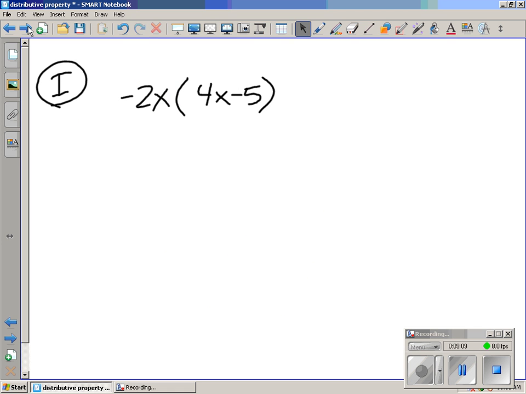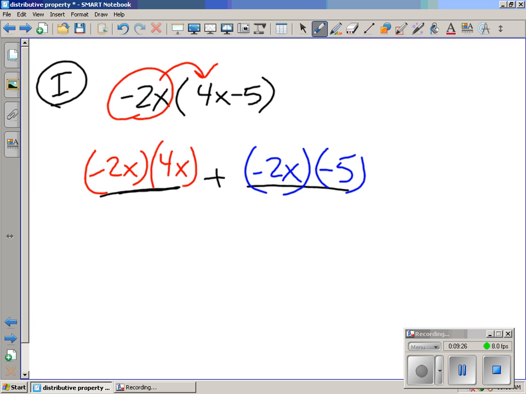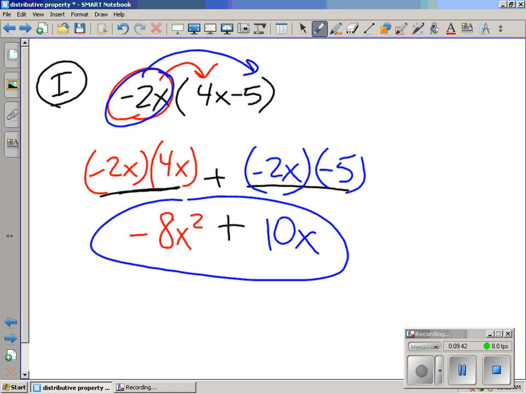Letter I. Negative 2x is being multiplied by the 4x. Negative 2x also needs to be multiplied by the negative 5. You're distributing what's on the outside to everything on the inside. We get negative 8x squared plus positive 10x. Final answer.